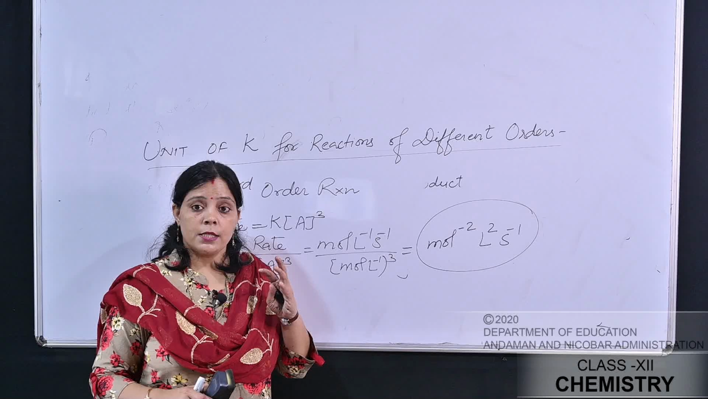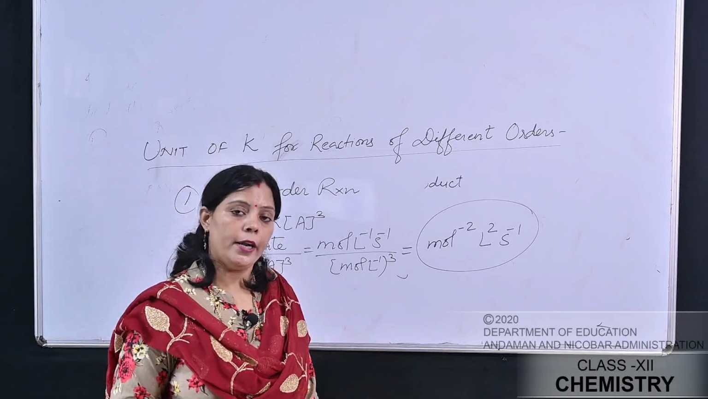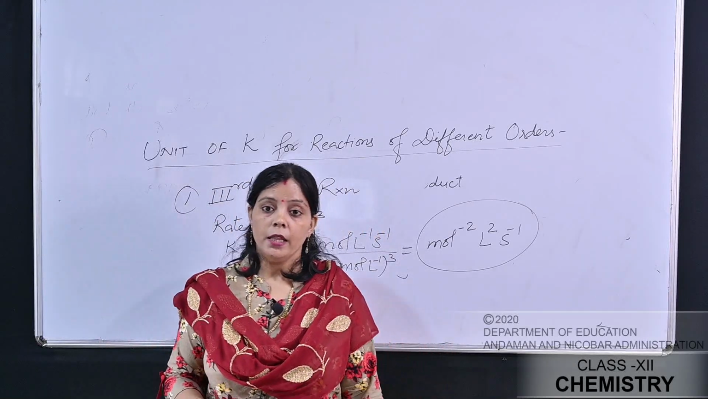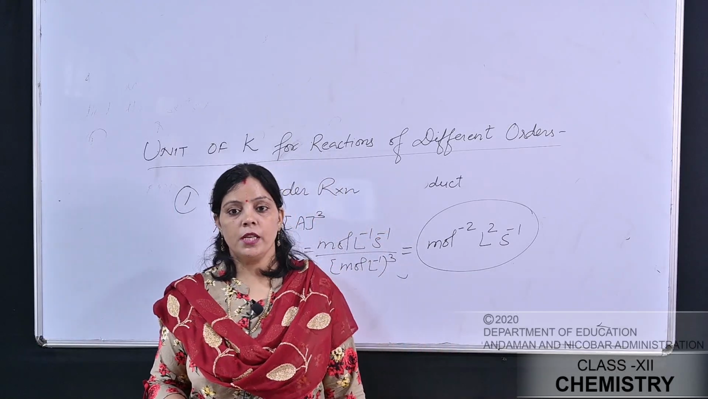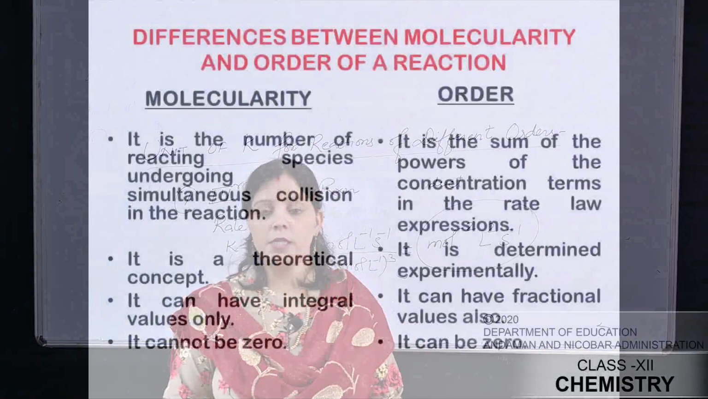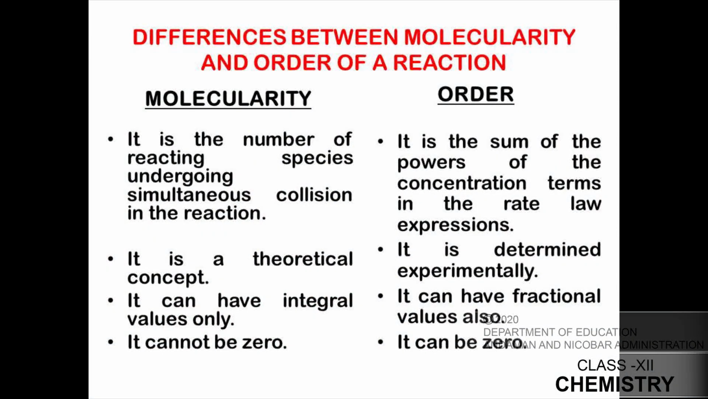There are some important differences between the molecularity and the order of a reaction. This question mostly comes in the board examination. The first is, molecularity is the number of reacting species undergoing simultaneous collision in the reaction. Order is the sum of the powers of the concentration terms in the rate law expression. Molecularity is a theoretical concept, whereas order is determined experimentally. Molecularity can have integral values only, whereas order can have fractional values.